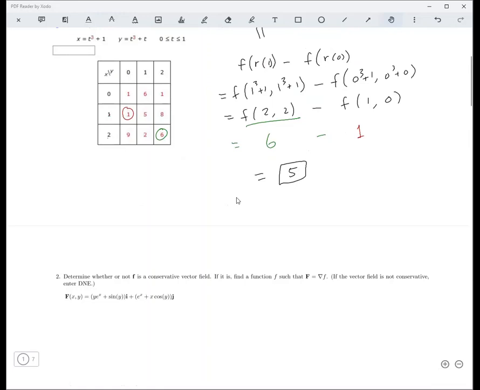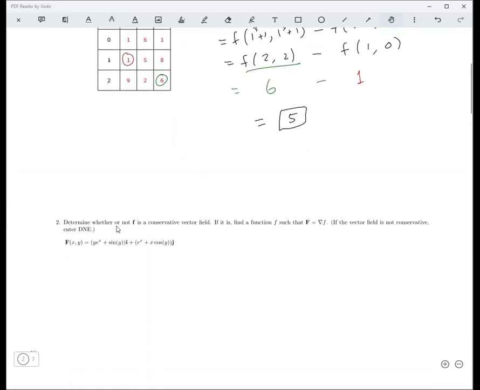Okay, let's look at number 2. Number 2 says determine whether or not F is a conservative vector field. If it is, find a function little f such that capital F is the gradient of f. If the field is not conservative, enter D and E. So here's our function right here. And let me point out that this first part is our P, and the second part is our Q. So P is all this, and Q is all this.